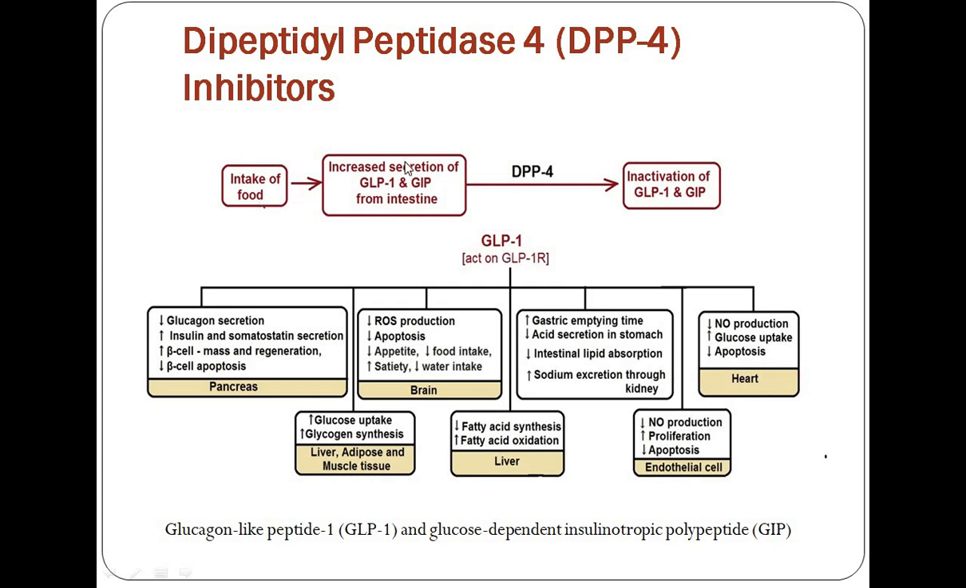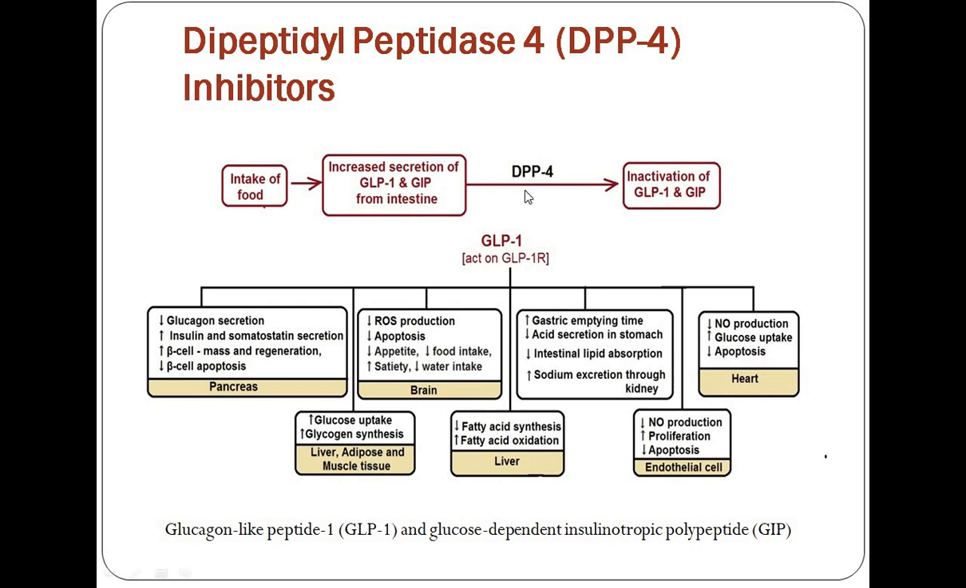Now after the intake of food, the body secretes more GLP and GIP, that is the glucose dependent insulinotropic polypeptide. Now what will happen? DPP4, another enzyme, that is dipeptidyl peptidase 4, causes the breakdown and inactivation of the GLP. Inactivation of the GLP means these functions in the pancreas, liver, adipose tissue, and muscle tissue will be inhibited.